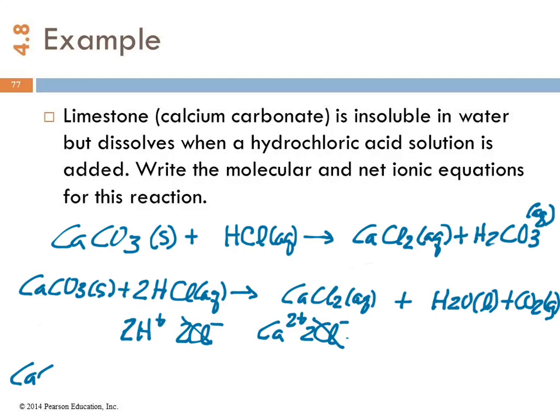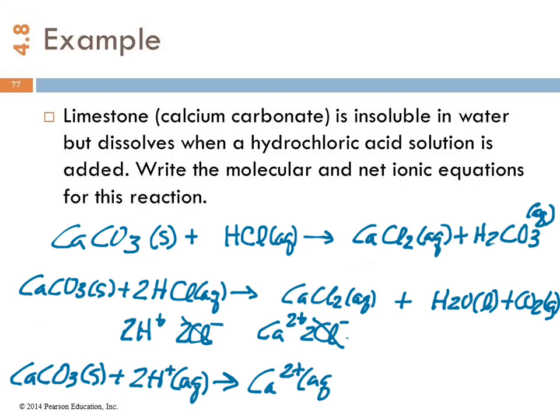So then we could copy that all down, at least somewhat neatly. I've got calcium carbonate solid plus 2 H plus aqueous, and that's going to form Ca 2 plus aqueous plus water and carbon dioxide. And that's the net ionic equation. Any questions?